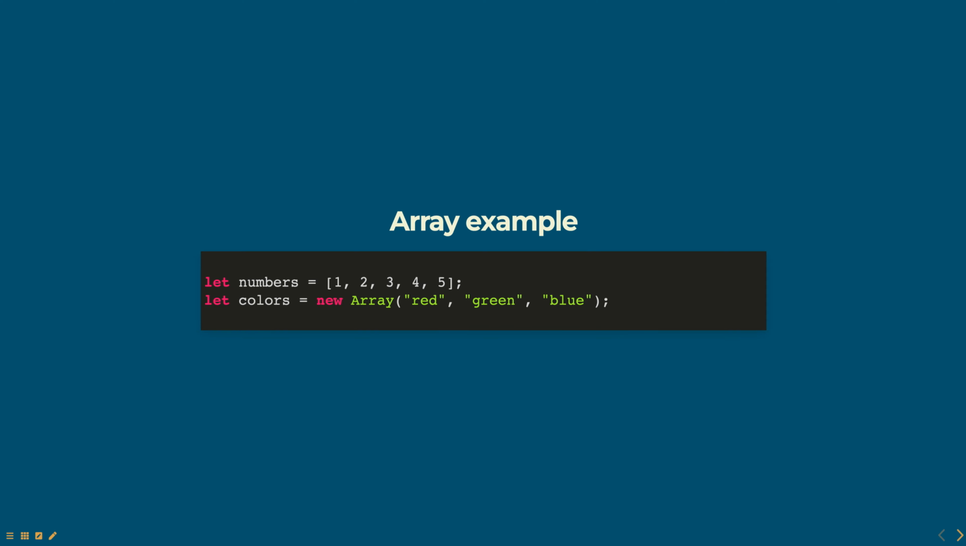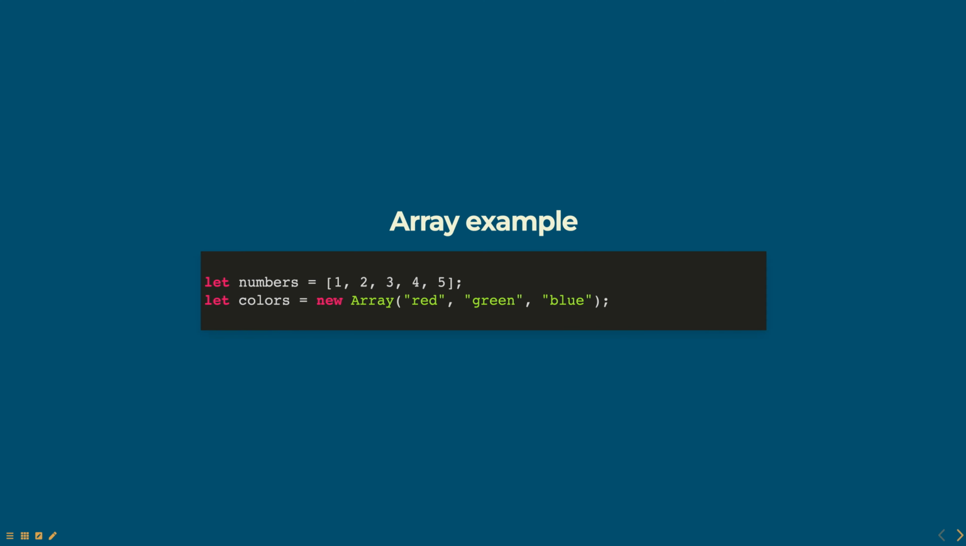In this example, two arrays are created. The first one is an array of numbers and it is created using square brackets. The second one is an array of colors and it is created using the array constructor.